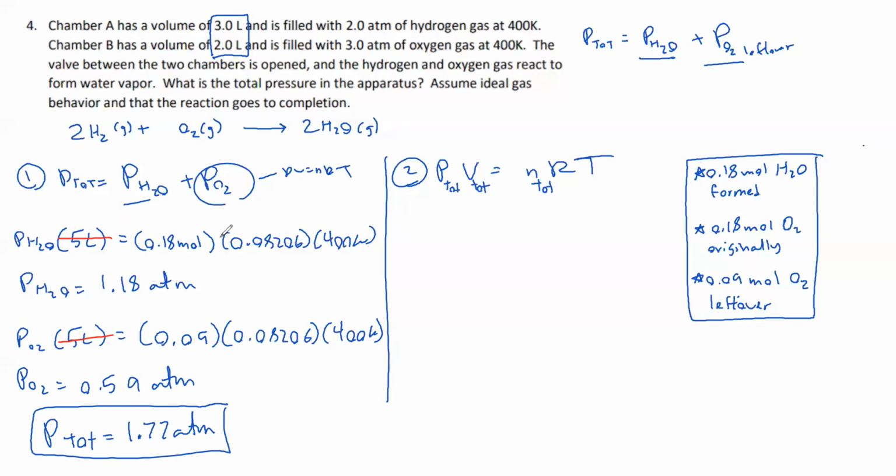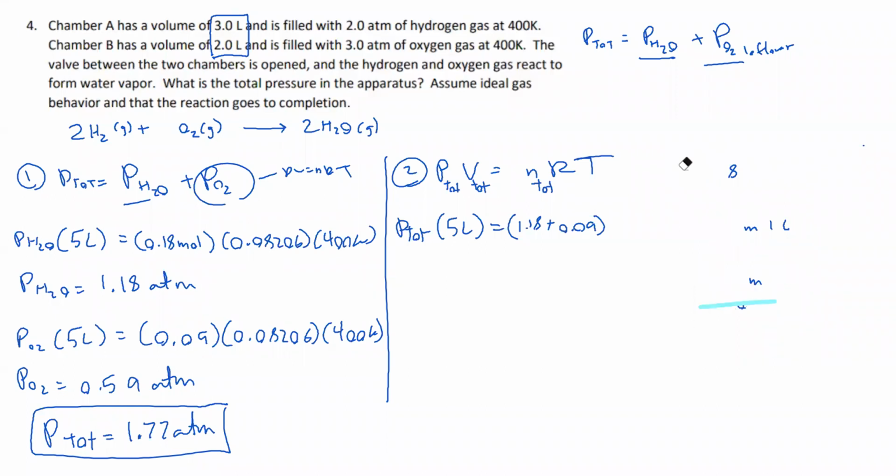So now we're going to do it the second way, and it'll work out the exact same. Right, so the total pressure, we're looking for that. The total volume is 5 liters. The moles total, we have to add the moles. So we have 1.18 moles of water, and we have 0.09 moles of oxygen. We have our R. I guess I can get rid of this now. It's not important anymore because we're almost done. So for R, 0.08206, and we have our temperature, so 400 Kelvin. Plug that in, and your total pressure ends up being 1.77 atmospheres.